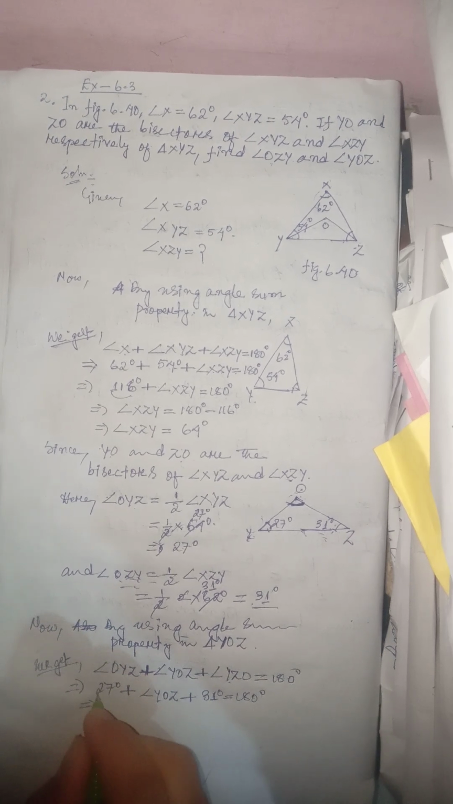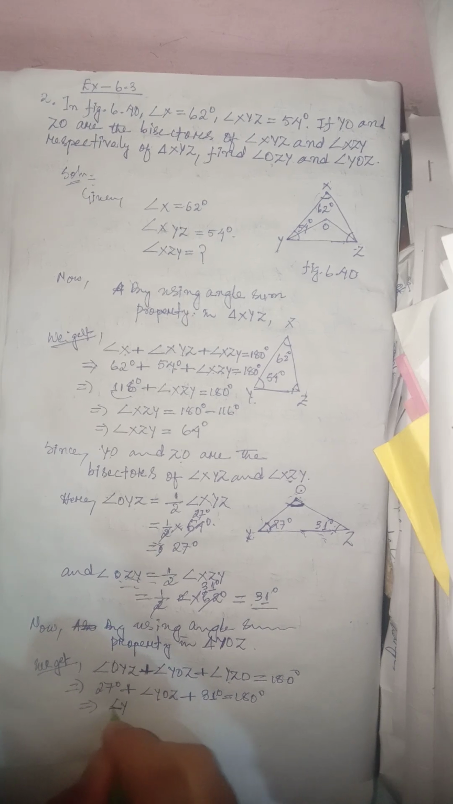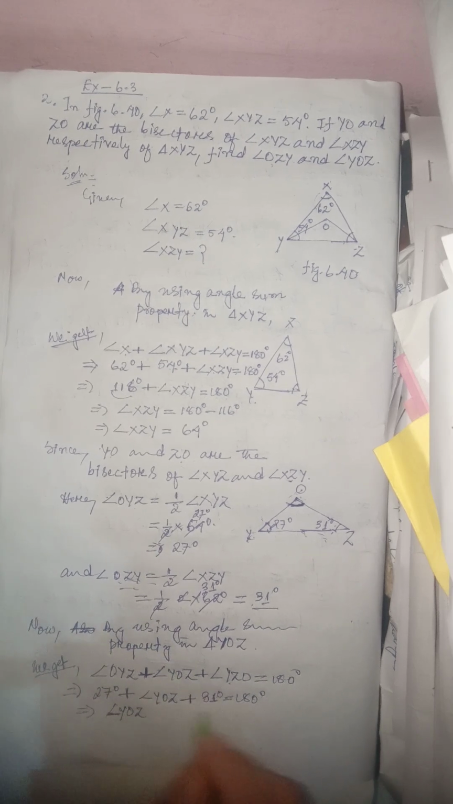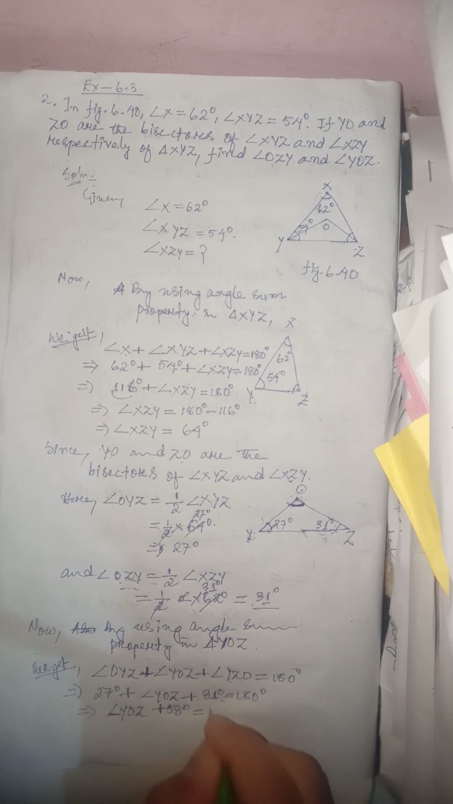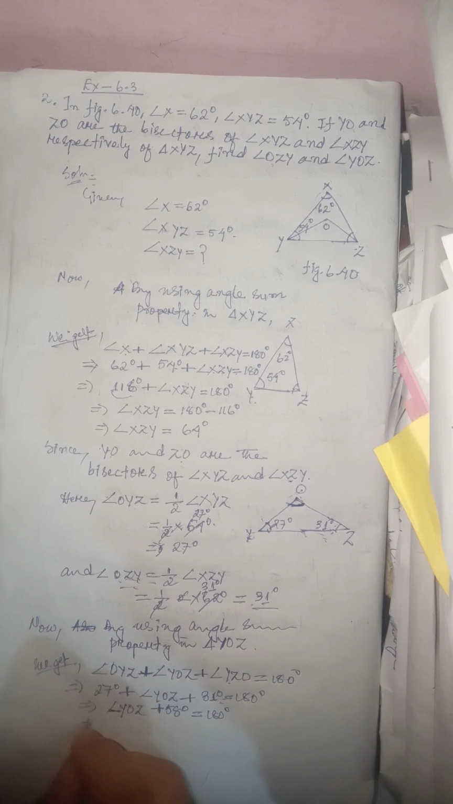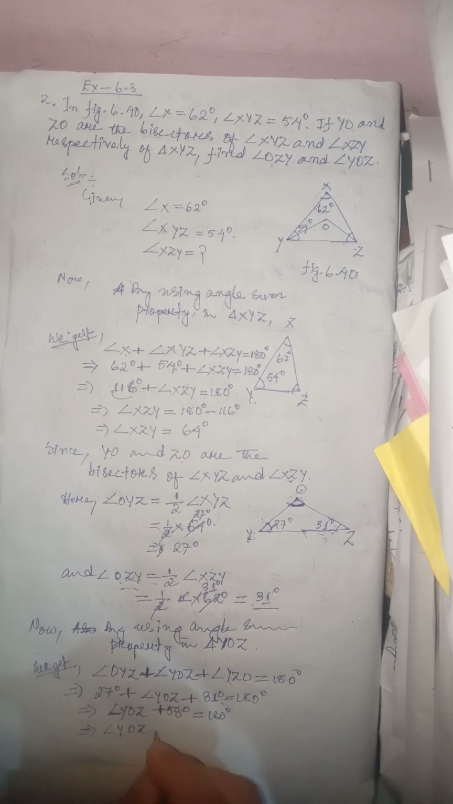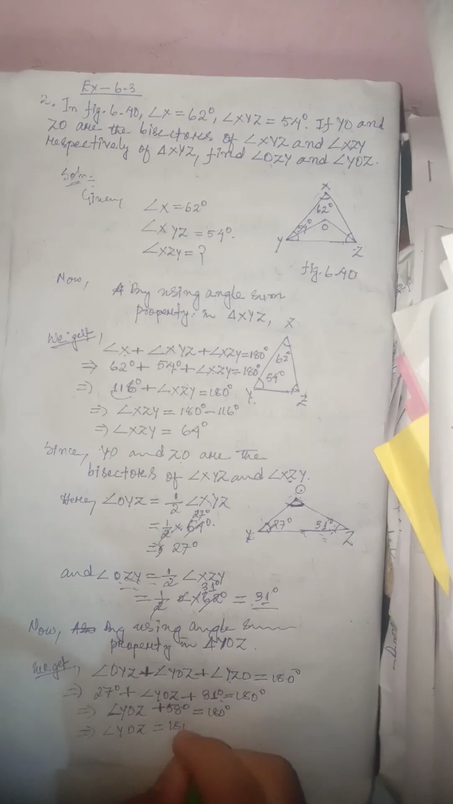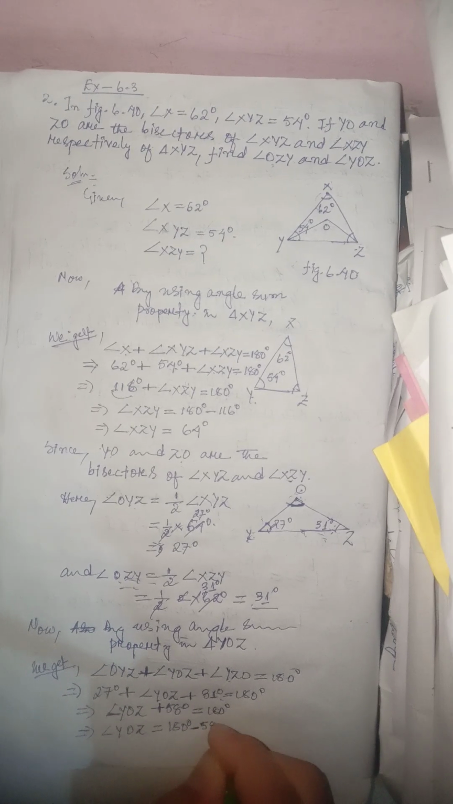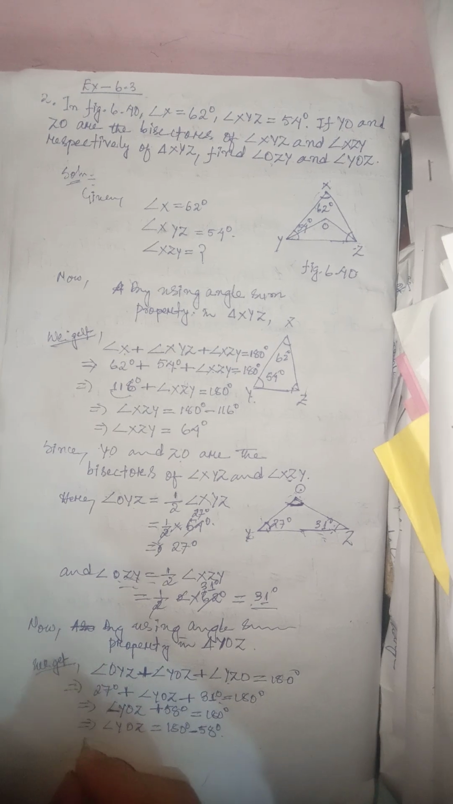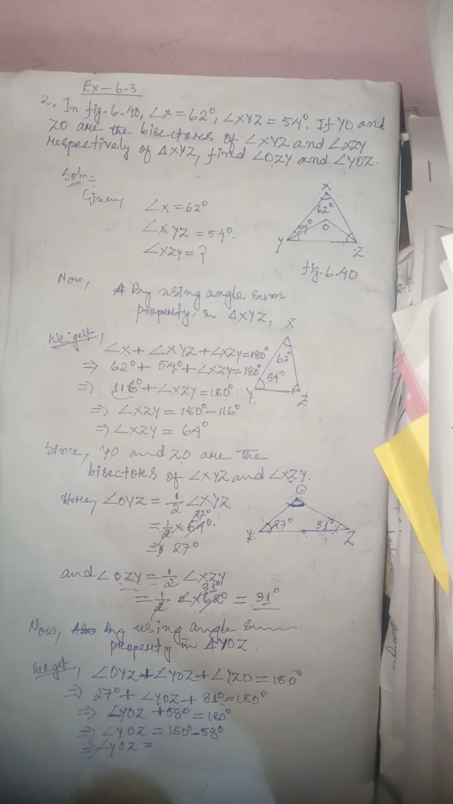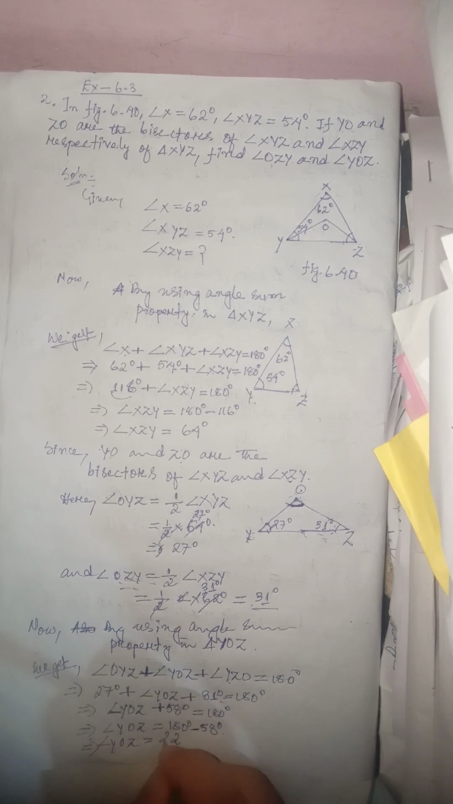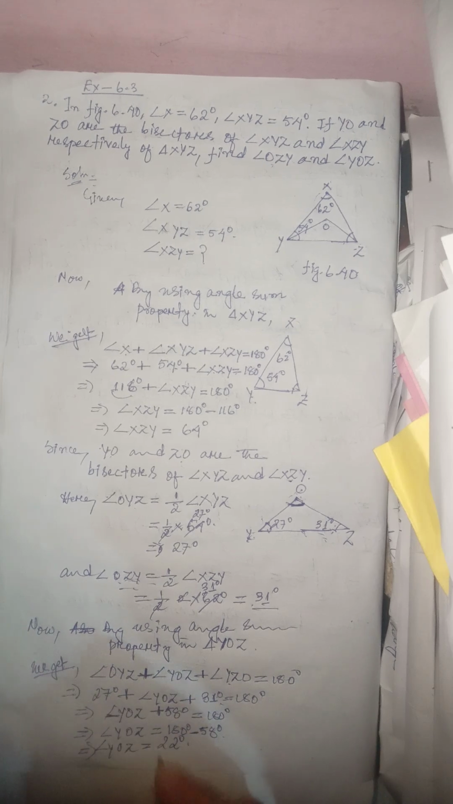And right after this, let me add these two. After adding this, how much will you get? 27 plus 31, how much is it? It is 58 degrees, equal to 180 degrees. Now let me bring 58 to the other side, which would be 180 degrees minus 58 degrees. 180 degrees minus 58, how much would it be? It would be 122 degrees.